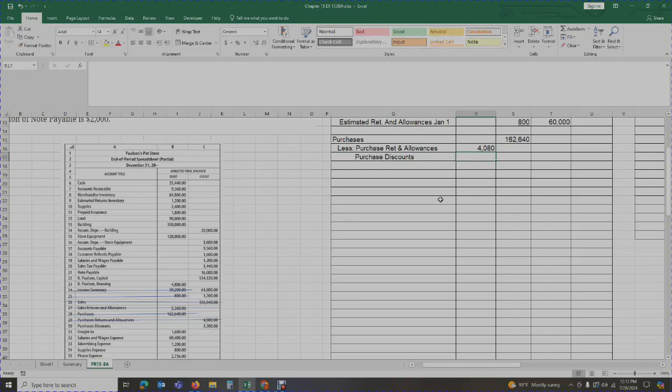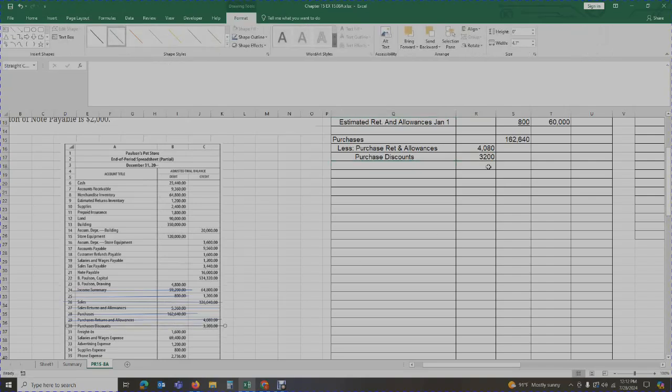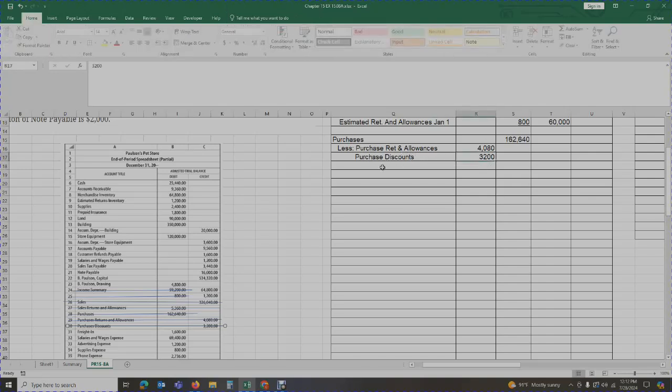Purchase discounts, we have $3,200 of purchase discounts. So we're going to go ahead and mark purchase discounts off. Now that we've got our deduction in purchases, returns, and allowances, and our deductions in purchase discounts, we can tally those two up. The 4,080 plus the 3,200 gives me 7,280, so I can calculate my net purchases.